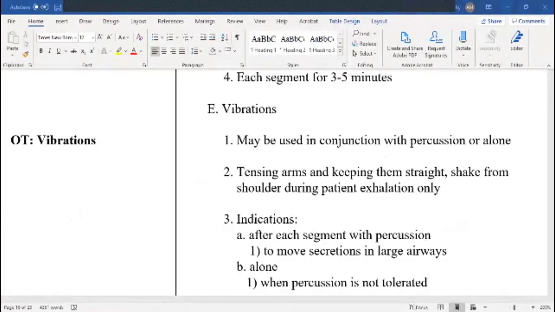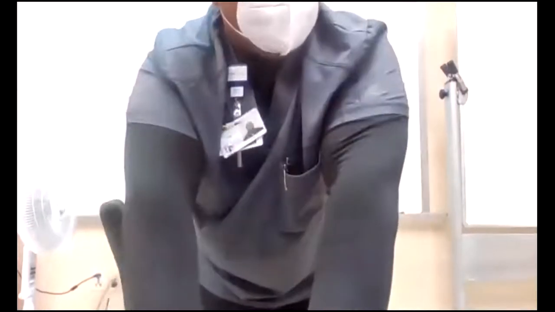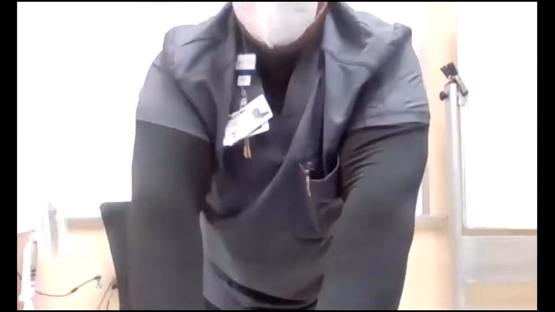Keeping your arm straight. If I was shaking a patient, I would keep my arm straight like this, right? My elbows locked, and I would shake from the shoulders when they exhale. Every time I take a deep breath and exhale, as soon as he exhales, I'm going to shake like that. I'm shaking with my shoulders, right? Just a shake, and that helps.